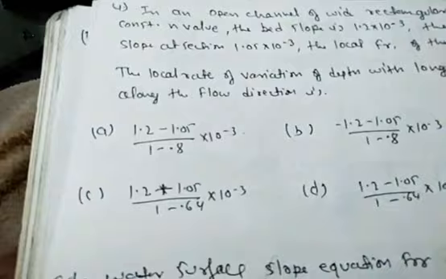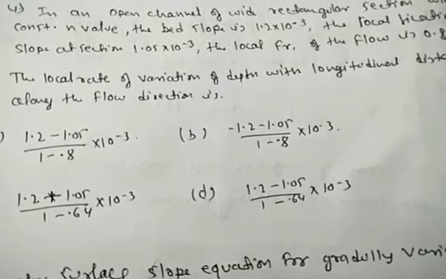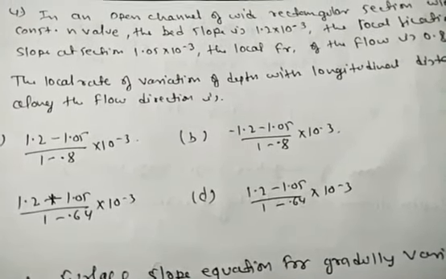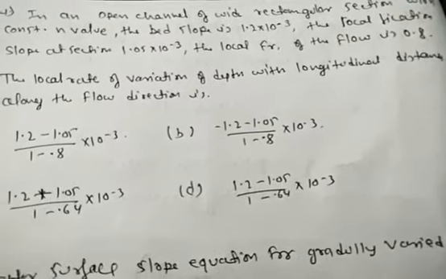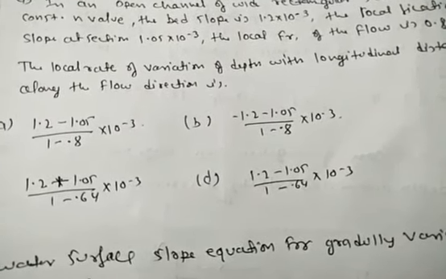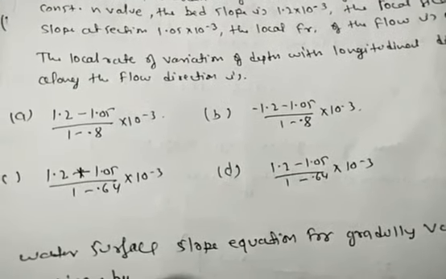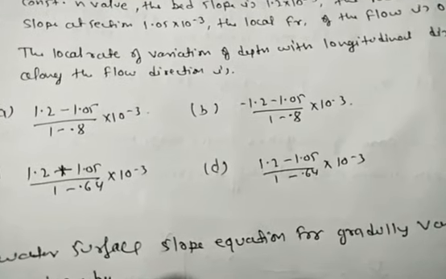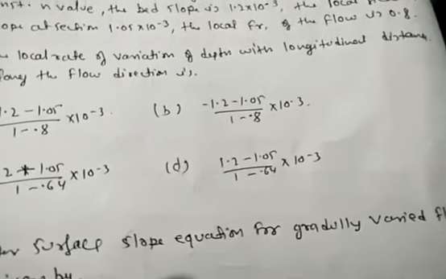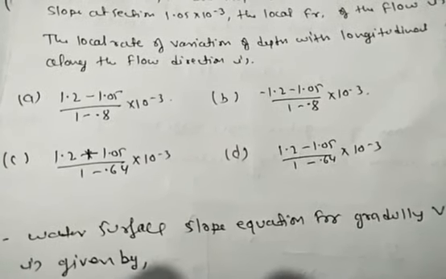Question number 4. In an open channel of wide rectangular section with constant bed slope of 1.2 × 10⁻³ and the local friction slope of 1.05 × 10⁻³, the Froude number is 0.8. What is the local rate of variation of depth with the longitudinal distance along the flow direction? Options A, B, C, and D.